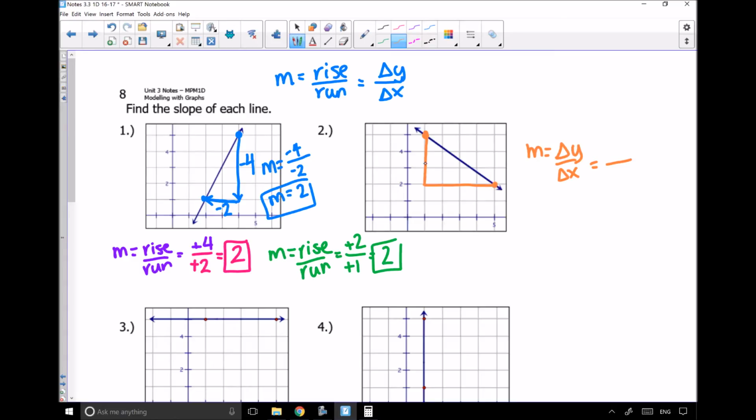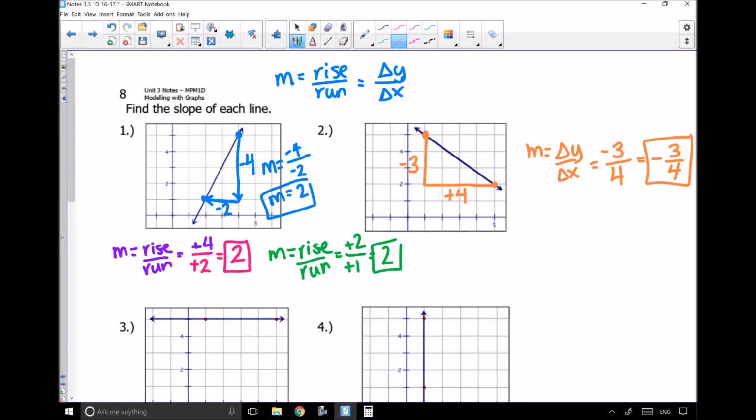This went down by 3, so I'm going to say that this has a rise of negative 3. So I'm going to say my answer is negative 3 for my rise, or my change in y. This went to the right by 4, so it's a positive 4. So therefore, my slope is going to be a negative 3/4.